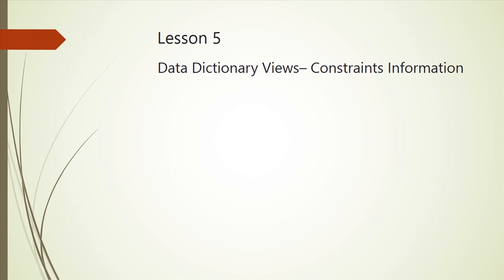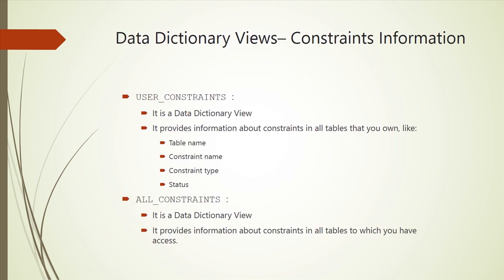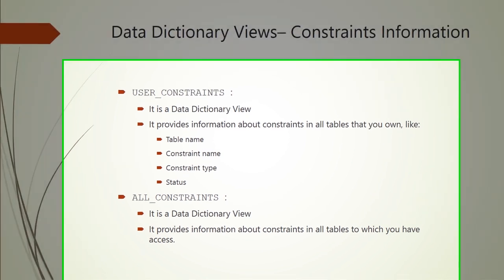Hello everyone and welcome to chapter 13 lesson 5, data dictionary views, constraints information. In the previous lesson we learned how to use data dictionary views to get information about the objects, about the tables, about the columns. Here we are going to learn how to get information about the constraints.